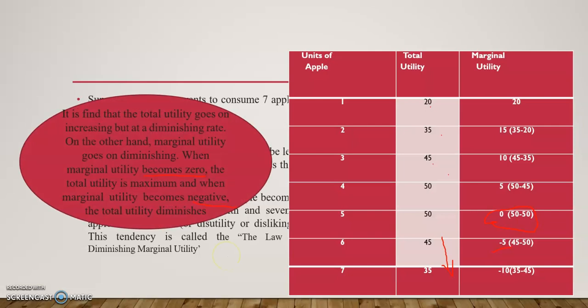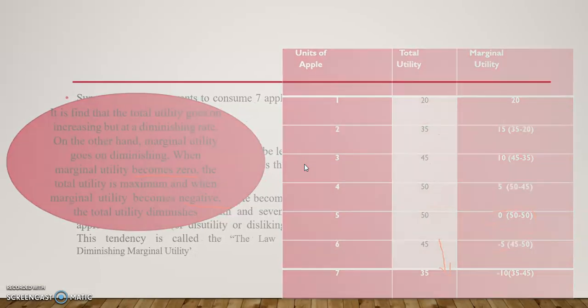Finally, what the law says is that total utility goes on increasing in the initial stage, from 20, 35, 45, 50. After that, marginal utility becomes 0. The utility derived from the fifth unit is 0, so the marginal utility becomes 0. After marginal utility becomes 0, the total utility is maximum. The utility derived after the zero point is negative, so total utility diminishes after the marginal utility becomes 0.